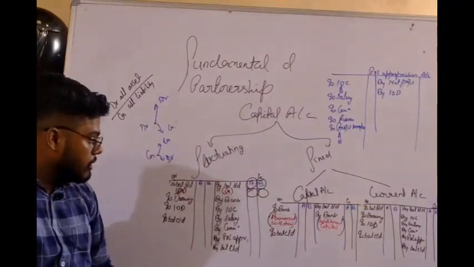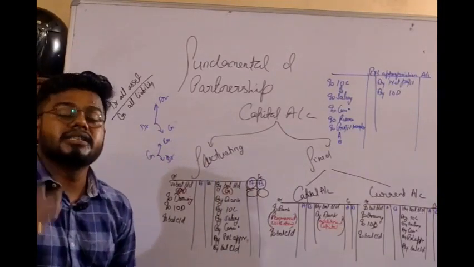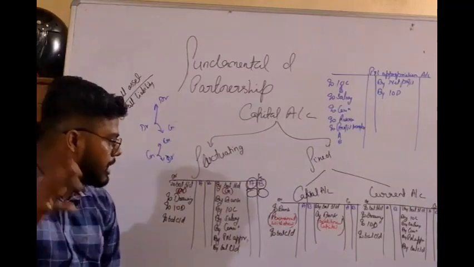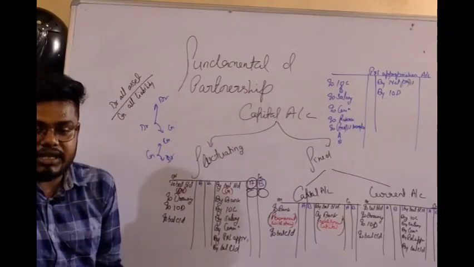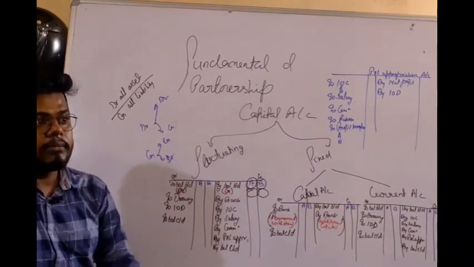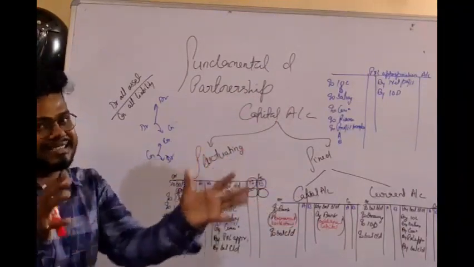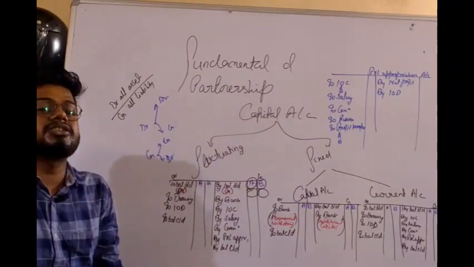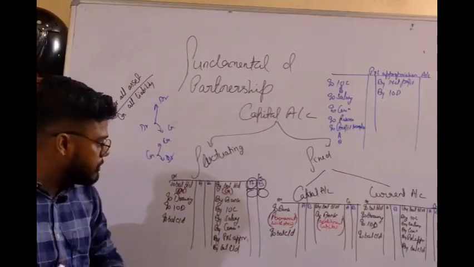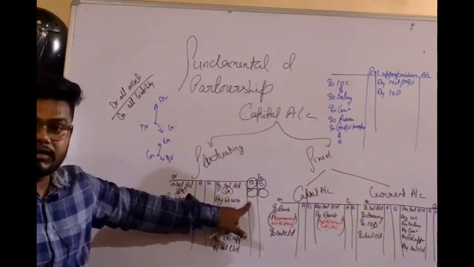Okay. Suppose A has made additional capital. Partners can make additional capital. Additional capital means they have already invested a certain amount in the business, and the business requires more money. Then the partner will bring more money, that is by bank. It increases.